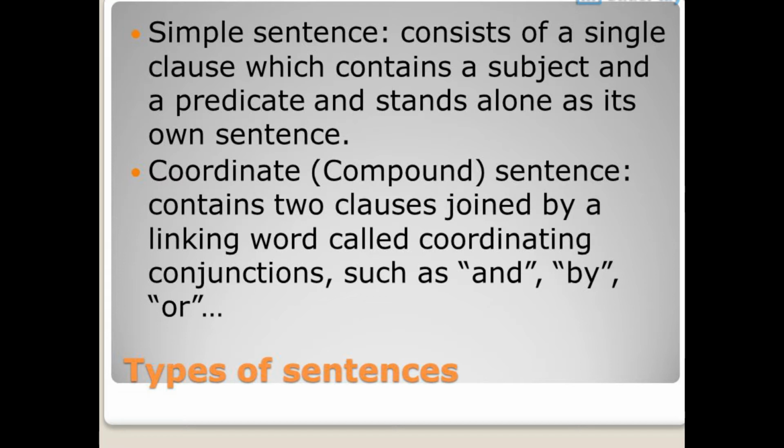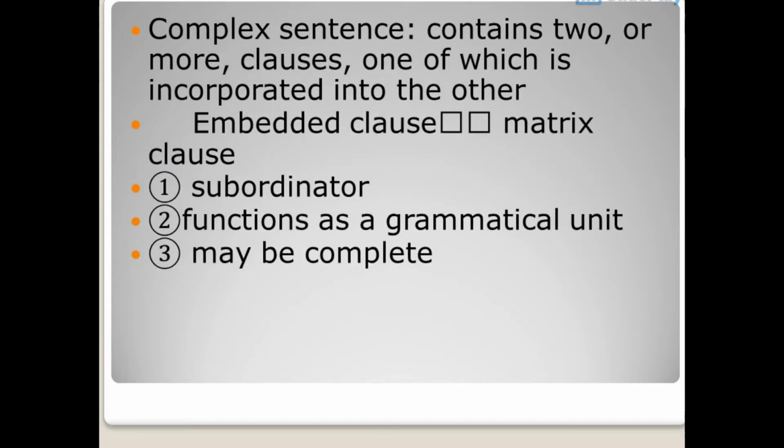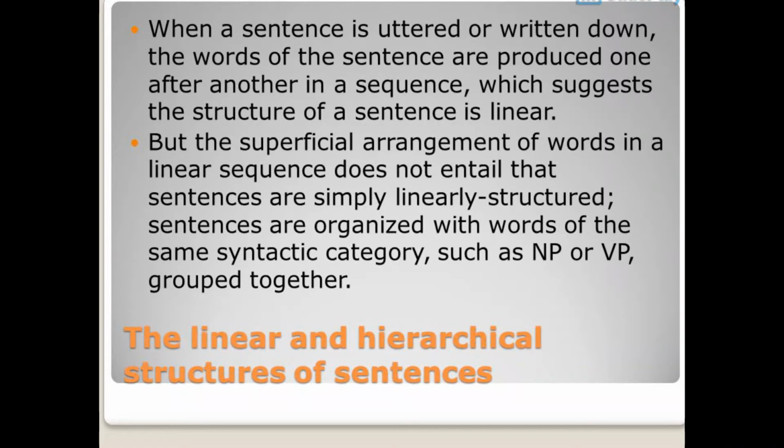Types of sentences. A complex sentence contains two or more clauses, one of which is incorporated into the other. Embedded clause, matrix clause. One: subordinator. Two: functions as a grammatical unit. Three: may be complete.